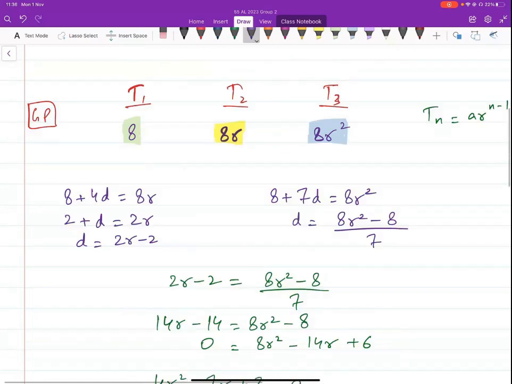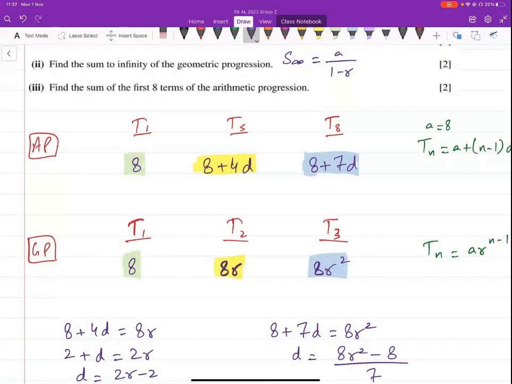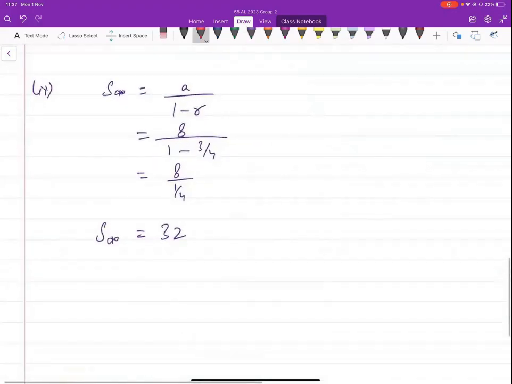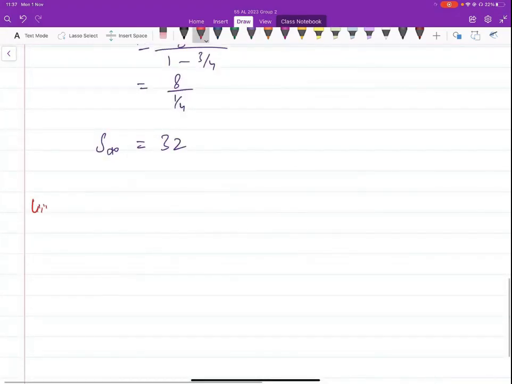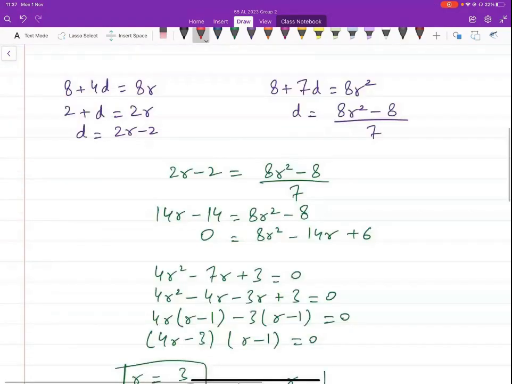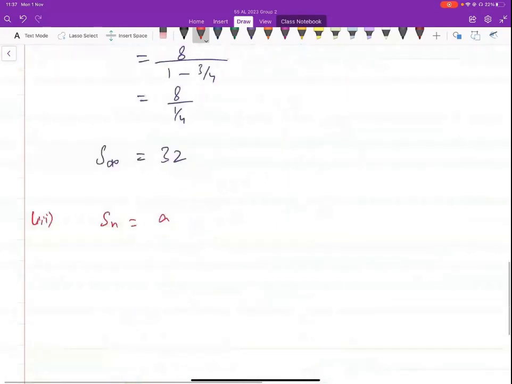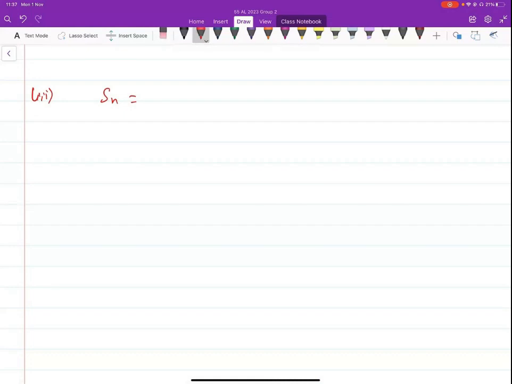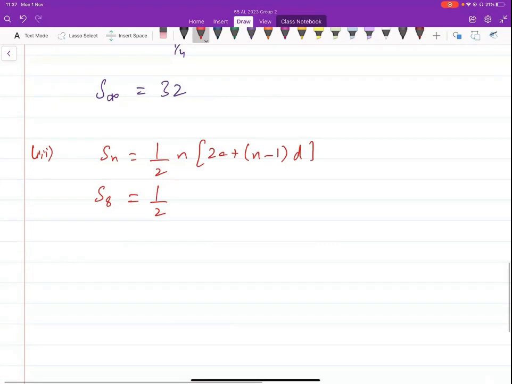Let's look at the last part. It says find the sum of the first 8 terms of the AP. Again, that's a simple application of the formula. Sum formula is, okay, it's an AP. AP की first 8 terms का sum निकालना. That is half n into 2a plus n minus 1 times the difference. Now we know everything about the AP as well. 8 terms का निकालना, so n is 8, half into 8.